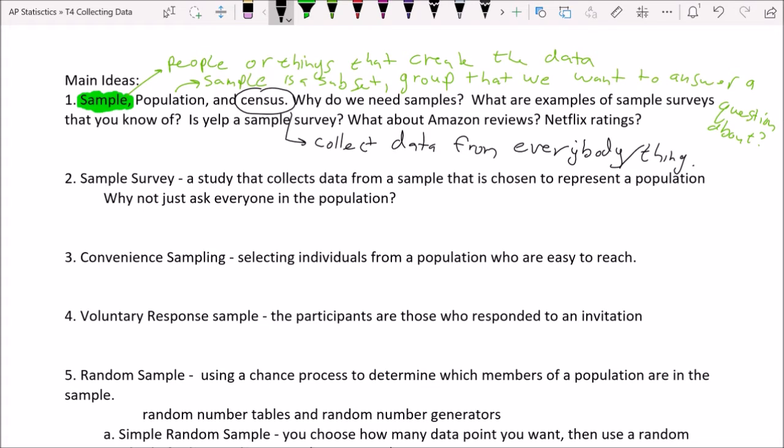Convenience sampling is the thing that we do most commonly, or that we see a lot. It's when you select individuals from a population who are easy to reach. It would be like if I went up to lunch at school and I just asked the people who were standing around me in line as we were waiting to get our pizza. It's very easy for me to do that. It's low effort. I can collect data quickly. The issue is it is probably not representative of the population.